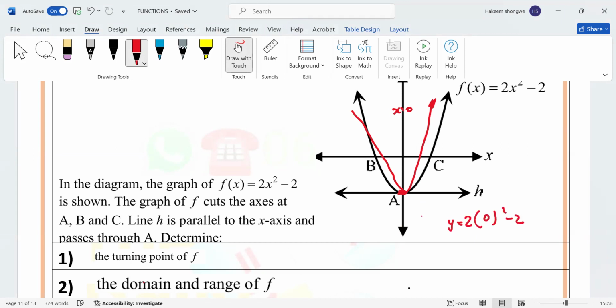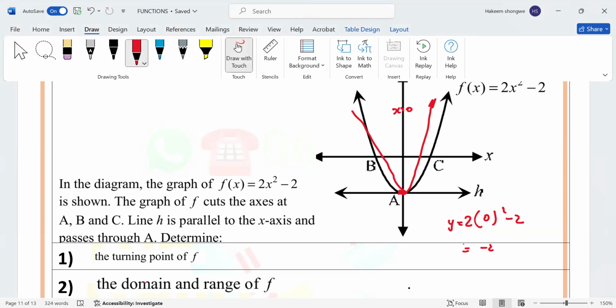Your hand was up, Khalid. Yes, you wanted to ask me what? Is C identical? Why is the turning point there? It's because the y-intercept and the turning point are exactly the same thing, only in grade 10. It's only applicable in grade 10.